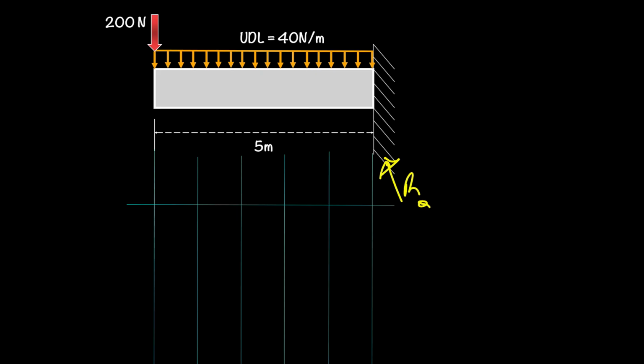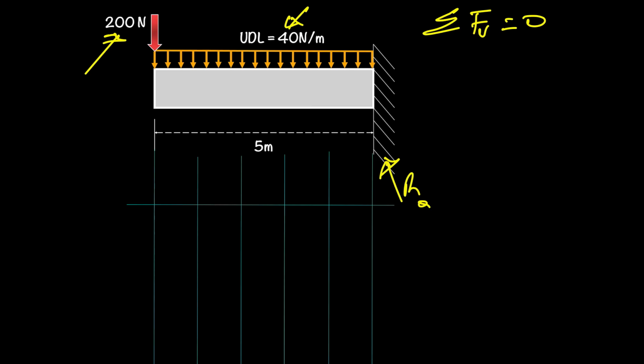Now if we look closely, we'll see this 200 newtons right there at the end of the beam, and we also have this 40 newtons per meter as our UDL that spans across 5 meters. Now to calculate our reaction force, because we'll need that, and then we'll do our shear force diagram, we're simply going to say the sum of all our vertical forces should be equal to 0.